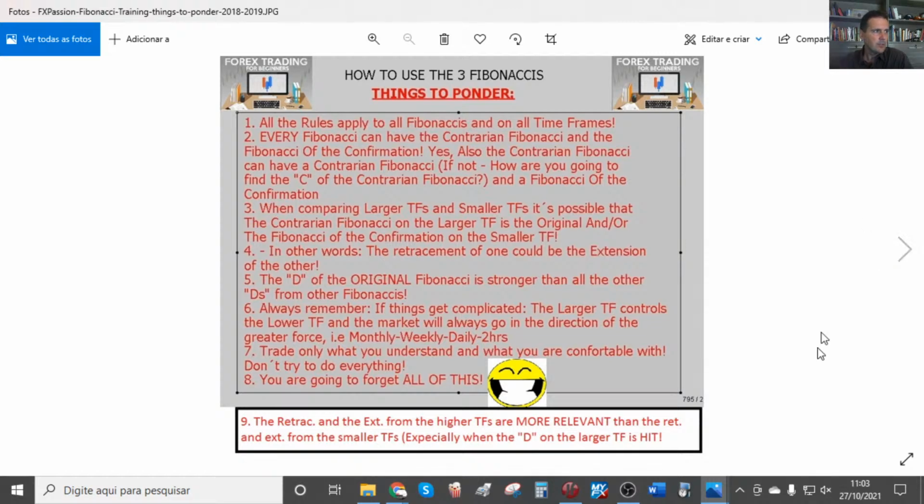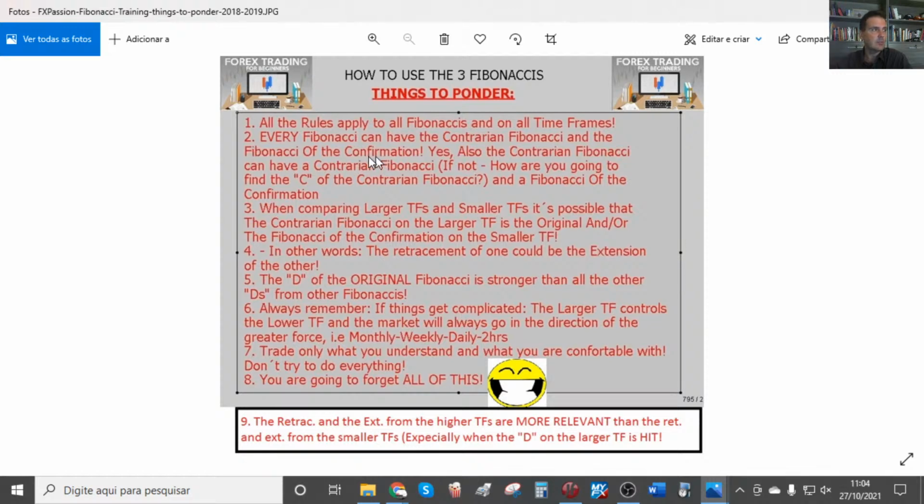Okay, so how to use the 3 Fibonacci's, everybody? Things to ponder. Number 1, all the rules apply to all Fibonacci's and on all time frames. Okay, this is good news. It's not that difficult. Number 2, every Fibonacci can have the contrarian Fibonacci and the Fibonacci of the confirmation.